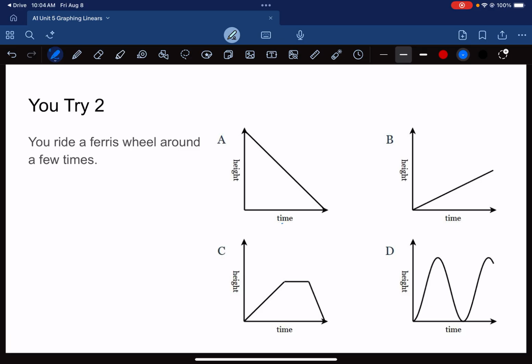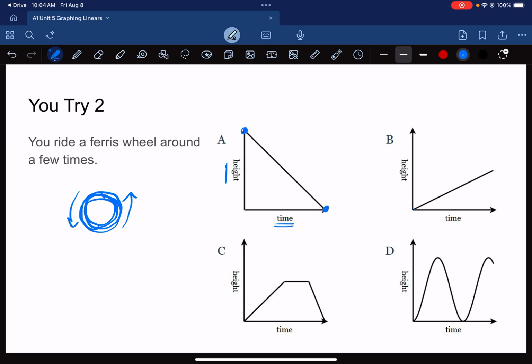All right. So X is time, Y is height. So this says that you're at a very high point at 0, and you're going to fall to the ground, I guess. You're going to be on the ground after some period of time. Well, that doesn't describe going around a Ferris wheel a few times. So I would think as you go around a Ferris wheel, what's happening to your height, right? As you go around, your height's going up, and then it's coming down, and you're going up and down. So you're looking for this up and down motion.